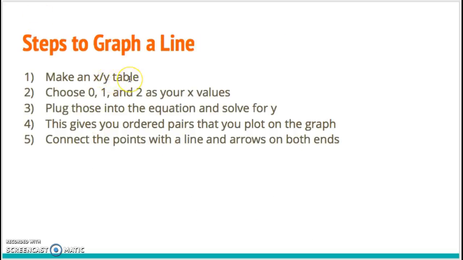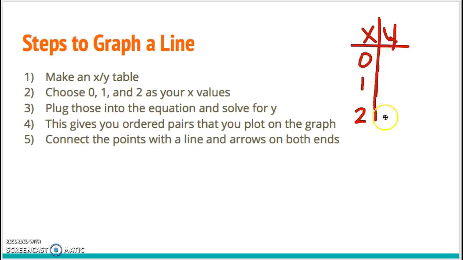First, you need to make an XY table. If you don't remember what that is, it's basically a T table. You have X on the left, Y on the right. So here's your XY table. Step number 2, you're going to choose 0, 1, and 2 as your X values. So I'm going to write 0, 1, and 2 right there. Theoretically, your X values could be whatever numbers you want. But so that we are all on the same page and have the same numbers, we're all going to use 0, 1, and 2.